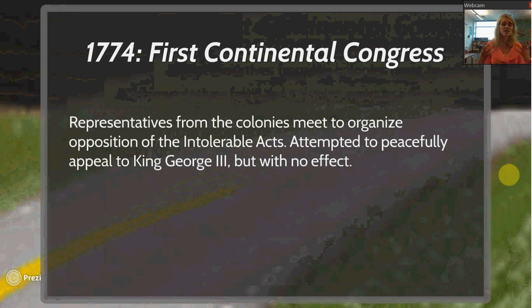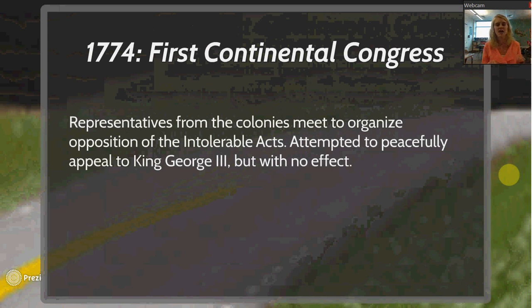So they actually attempt to appeal to King George very peacefully. They write him what's called the Olive Branch Petition. And the idea is like, dude, we're sorry. We won't do it anymore. I promise, like, we're done. But the king basically is like, no. You've passed that breaking point. There's no way to get around it at this point.